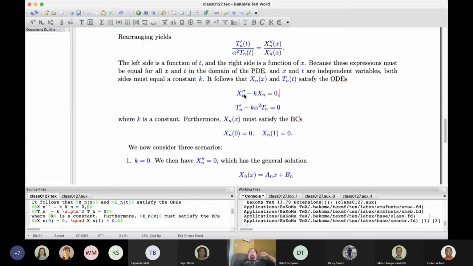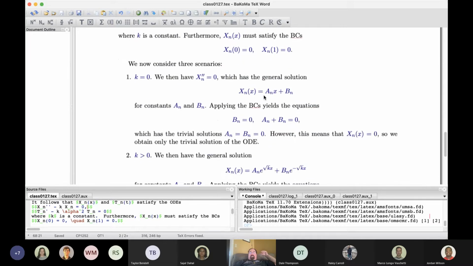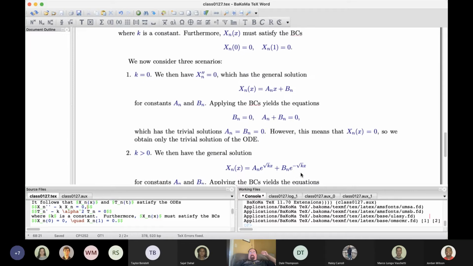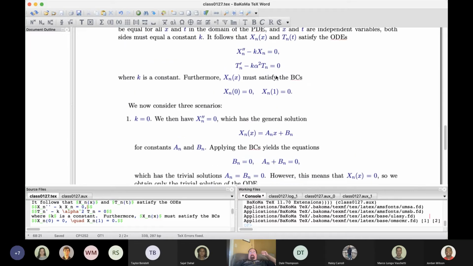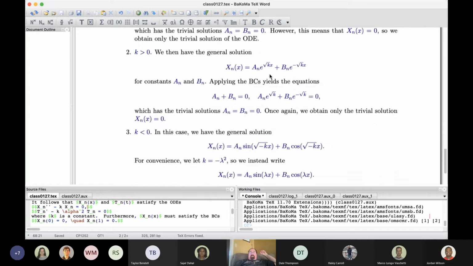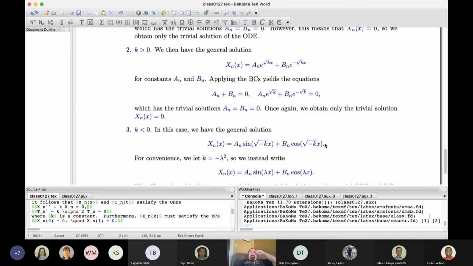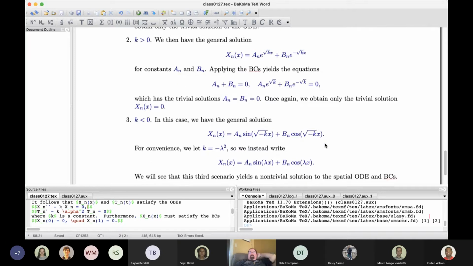When k is positive, your characteristic equation has two distinct real roots. That leads to this kind of solution here. When k is negative, you have r squared plus k equal to 0, or plus a positive constant is 0, and you have complex roots, and that leads to this form of a solution right here. So all that falls back on what you would have learned in your first differential equations class.